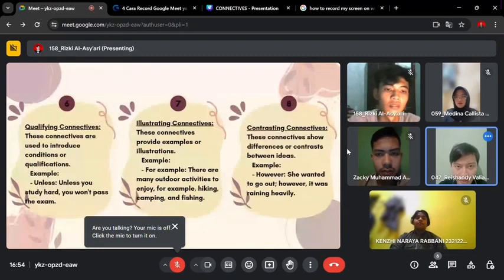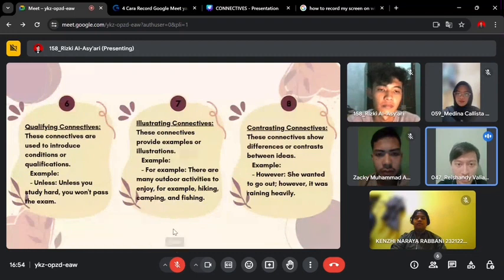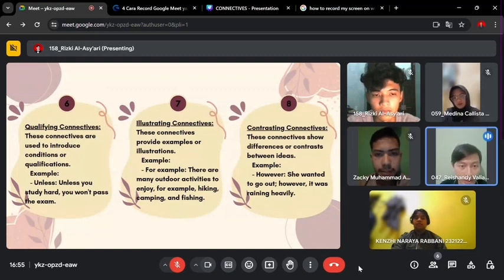Next, there is also qualifying connectives. These connectives are used to introduce conditions or qualification. You can use the words however, although, except, if, as long as, and also unless. So, for example, for the word unless, it can go like this: Unless you study hard, you won't pass the exam.